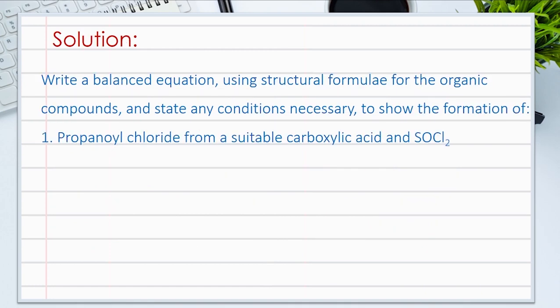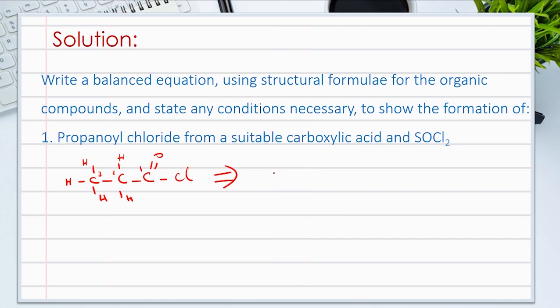First, let's write down the structure of propanoyl chloride. Propanoyl means we have 3 carbons. One of them carries the oxygen and the chlorine atoms, C double bond O and Cl. Then we attach this carbon to another 2 carbons, CH2 for the carbon to satisfy the octet rule, and CH3, another 3 hydrogens for the terminal carbon. By that we have 3 carbons, CH3, CH2, C double bond O, Cl.